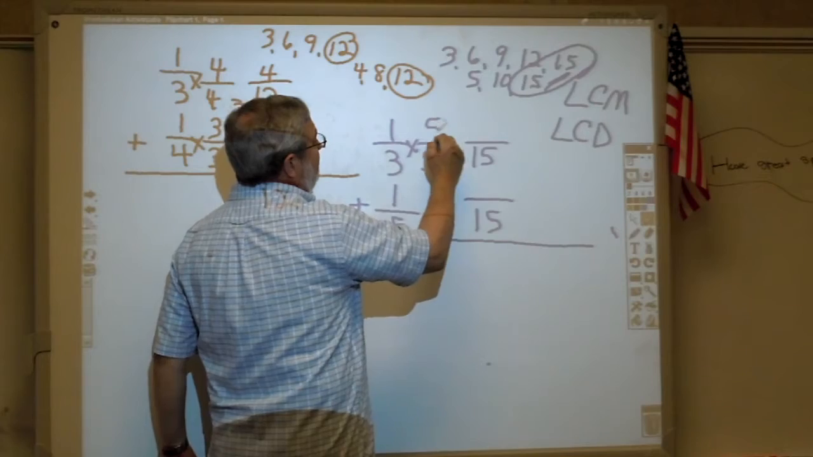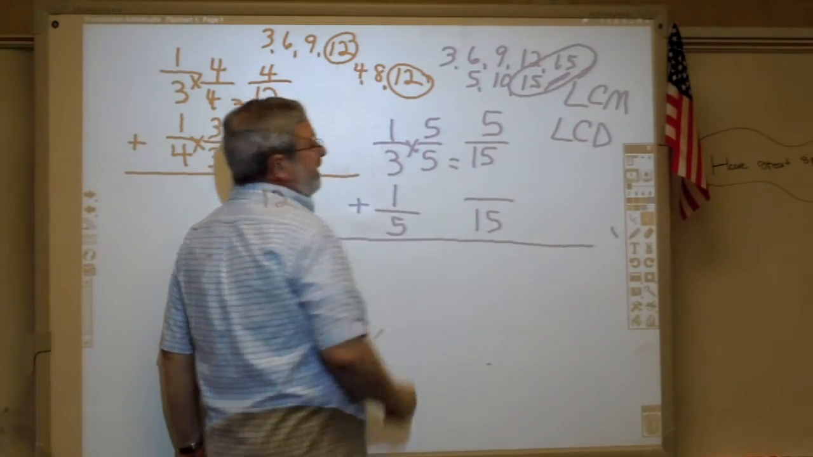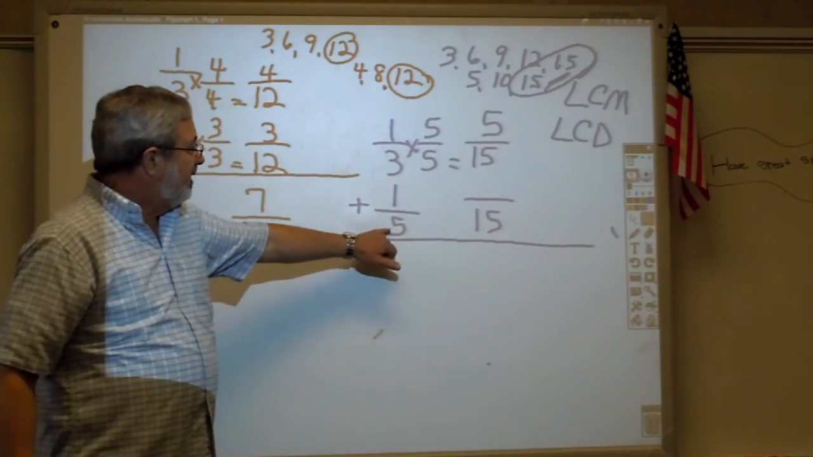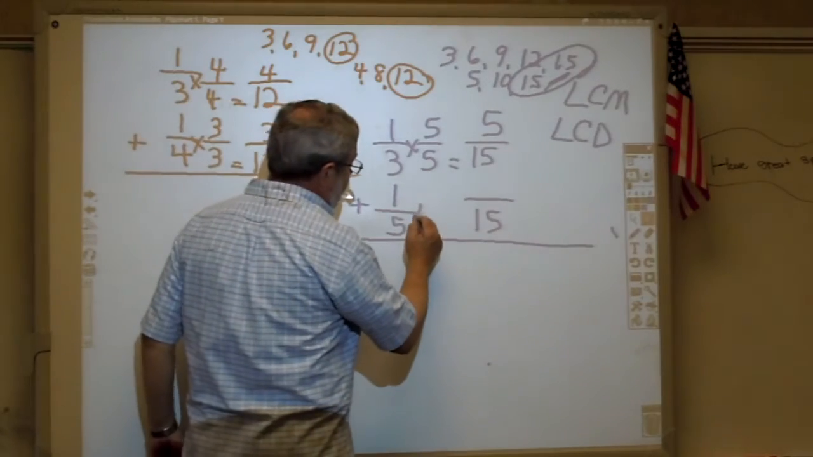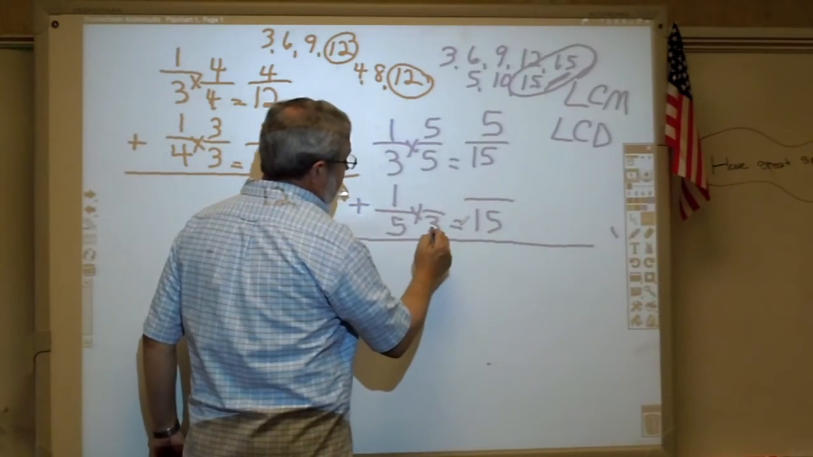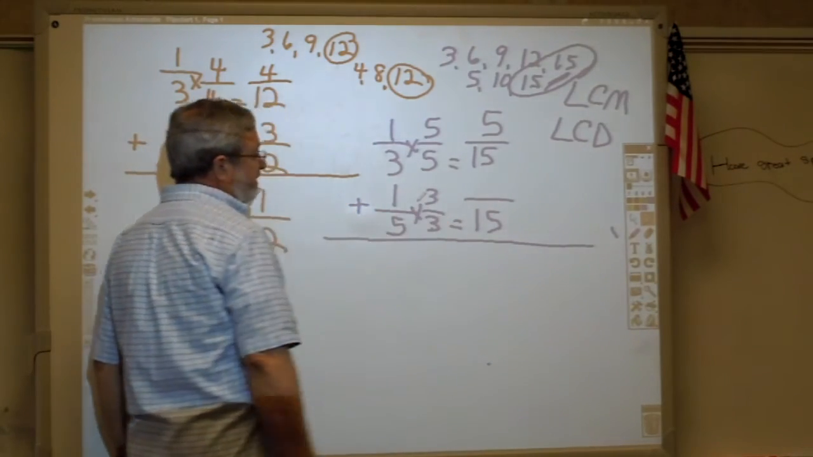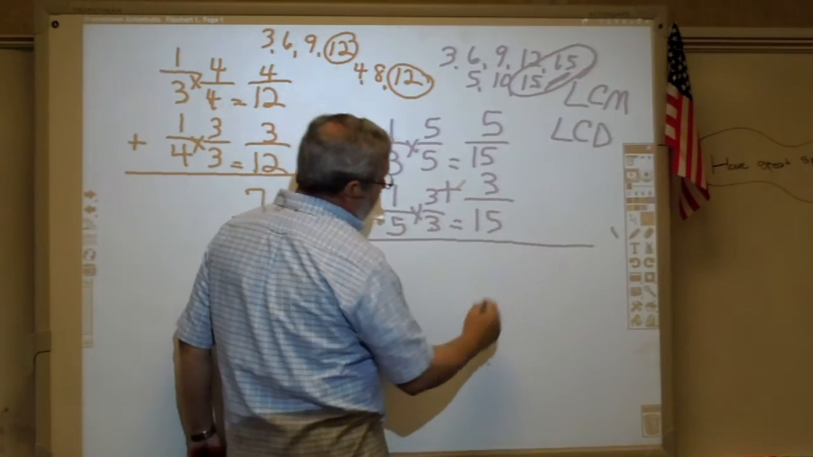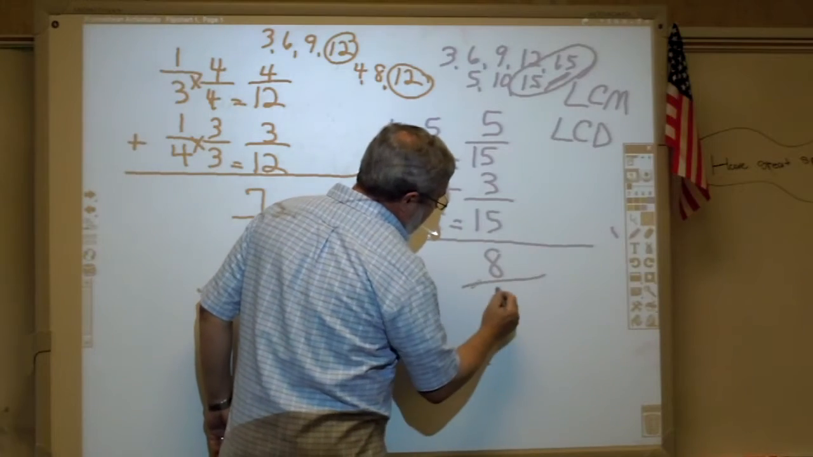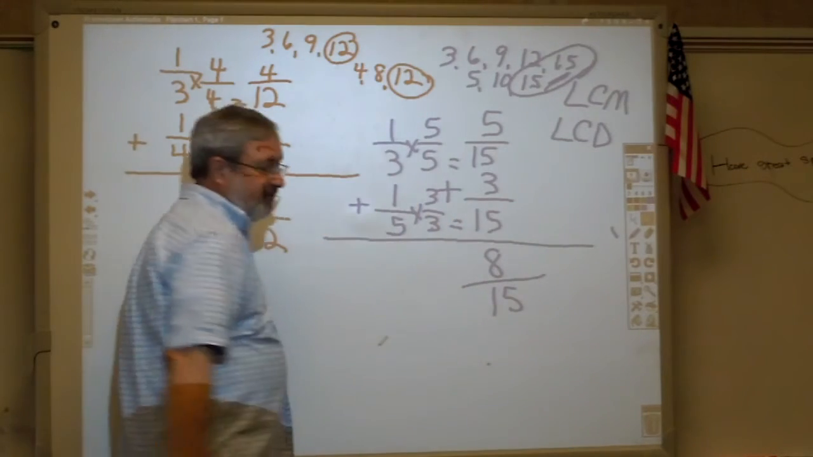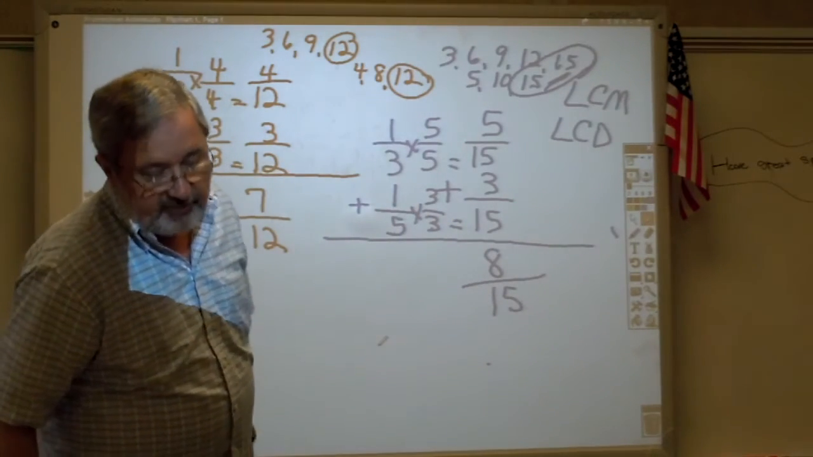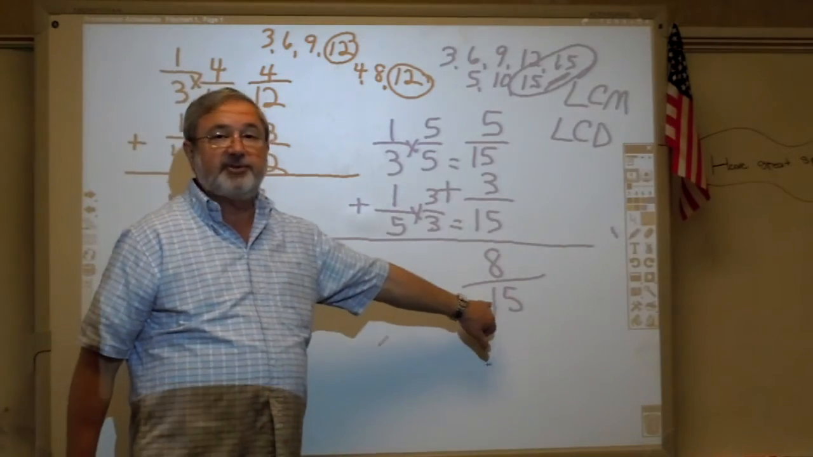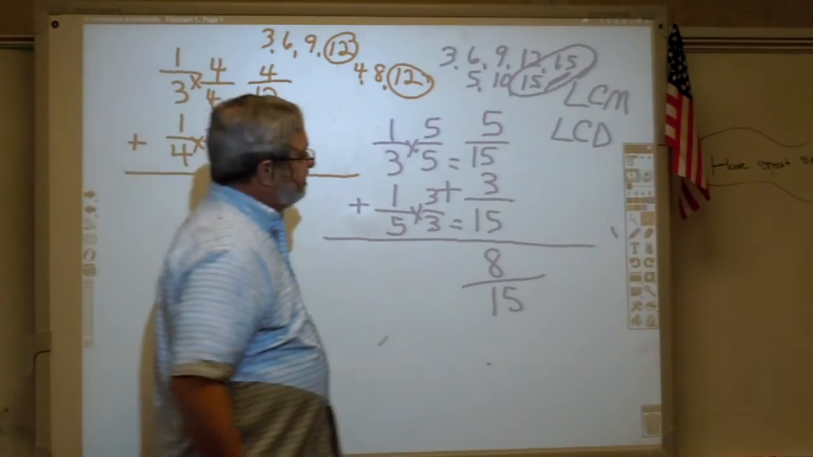So 5 is on bottom, 5 is on top. That gives me 5/15. The bottom one, 5 times 3 in this case, will give me 15. 3 is on bottom, 3 is on top, so 1 times 3. Now I can add this together. 5 plus 3 will give me an answer of 8/15. If you had this answer right here, you did a very good job.